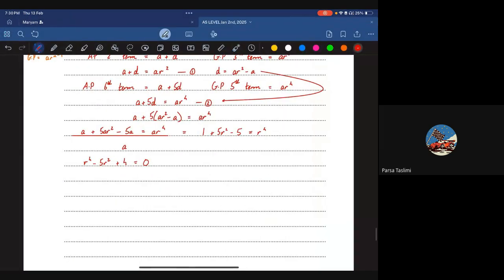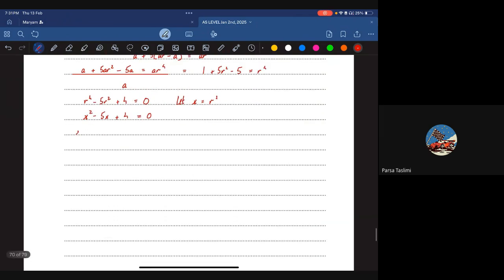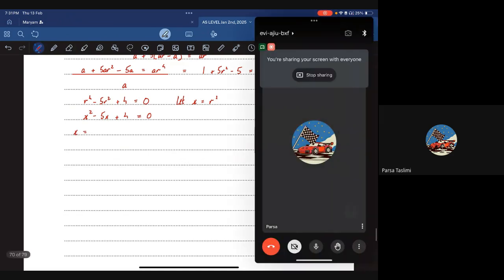So now what's it going to be? You can say that let x is equal to r squared. So this is going to be x squared minus 5x plus 4. If you solve this on the calculator, Parsa, what do you get? Okay, Parsa, solve this on the calculator and let me know the answer. Just give me a moment.